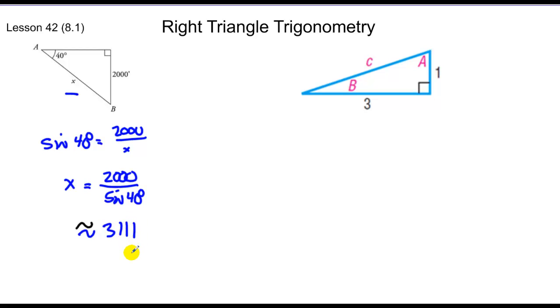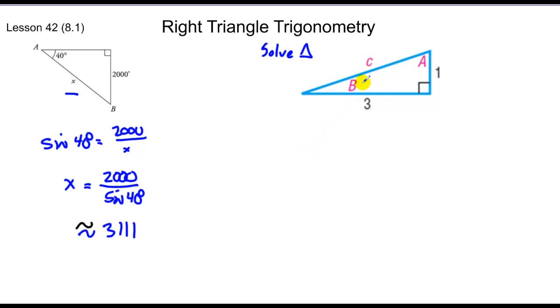Alright, moving on. I want to find A, B, and C in this. Typically a direction for this problem would be solve the triangle, because they're asking you to solve for every missing part. First thing I can do is solve for either A or B, whatever angle I wish. And again, let's do this in degrees.